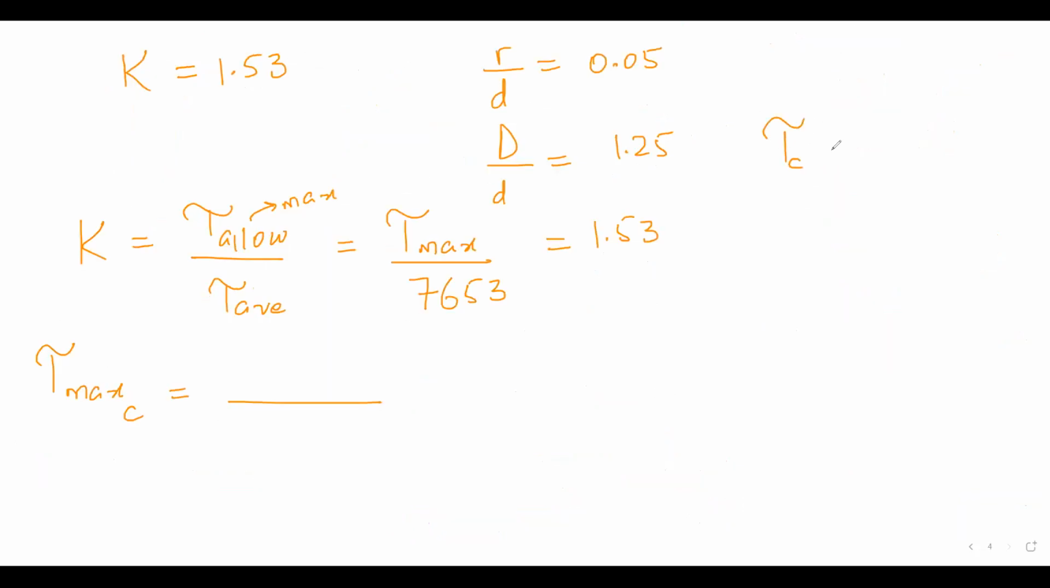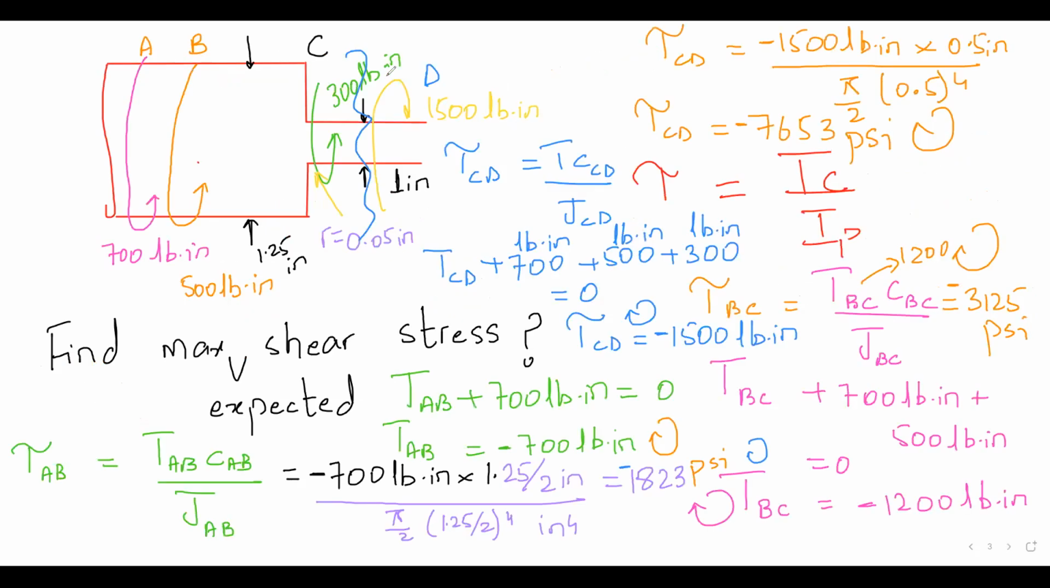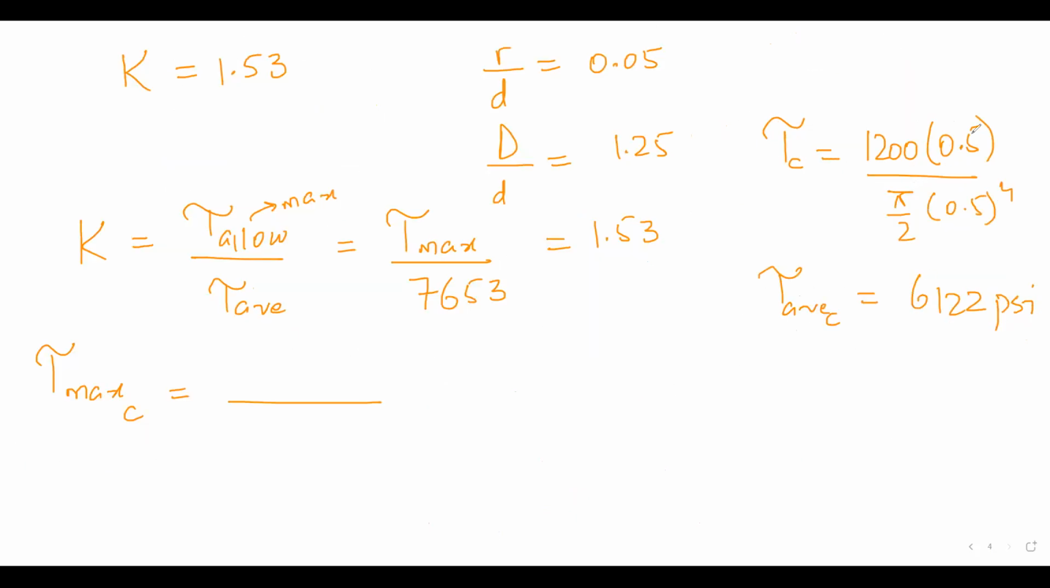Okay, let's call it TC, hang in there with me, is equal to 1200. This time use 0.5 divided by pi by 2, 0.5 power 4. And we have average shear stress at C equal to 6122 PSI. Why? Because if you cut it very near to this one, right before this one, you will have to use this radius. And here I will be using this value, 6122.